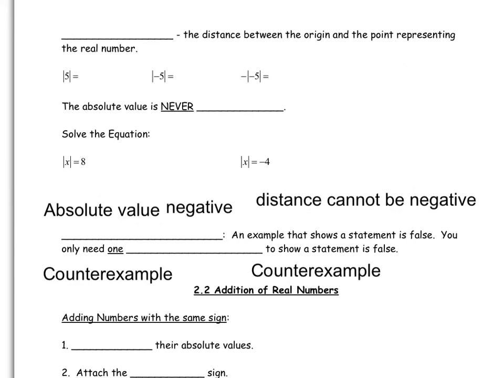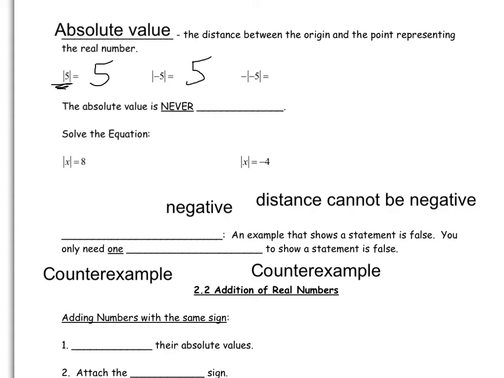Now we're going to talk about the distance between the origin and the point representing a real number. This is what we call absolute value. So the distance between a point and the origin is the absolute value of that number. For example, we show absolute value with two parallel lines on either side of the number, going vertically. So this right here we would call the absolute value of 5. The absolute value of 5 is going to be 5 because it's 5 spaces away from 0 on a number line. The absolute value of negative 5 is also going to be 5 because negative 5 is 5 units away from 0 on a number line.